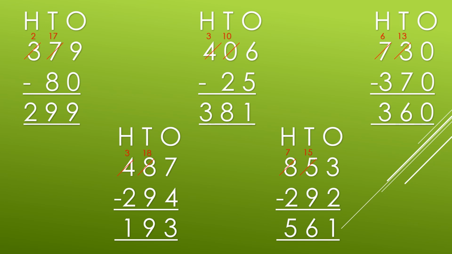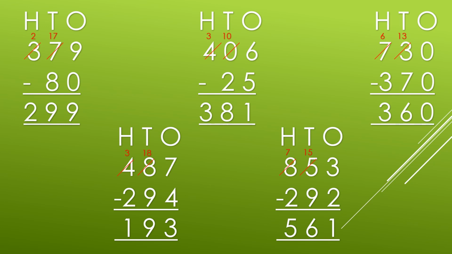Next sum is 730 minus 370. 0 minus 0 is equal to 0. Children, we cannot subtract 7 from 3, so we will borrow. 7 becomes 6 and 3 becomes 13. 13 minus 7 is equal to 6 and 6 minus 3 is equal to 3. So 730 minus 370 is equal to 360.